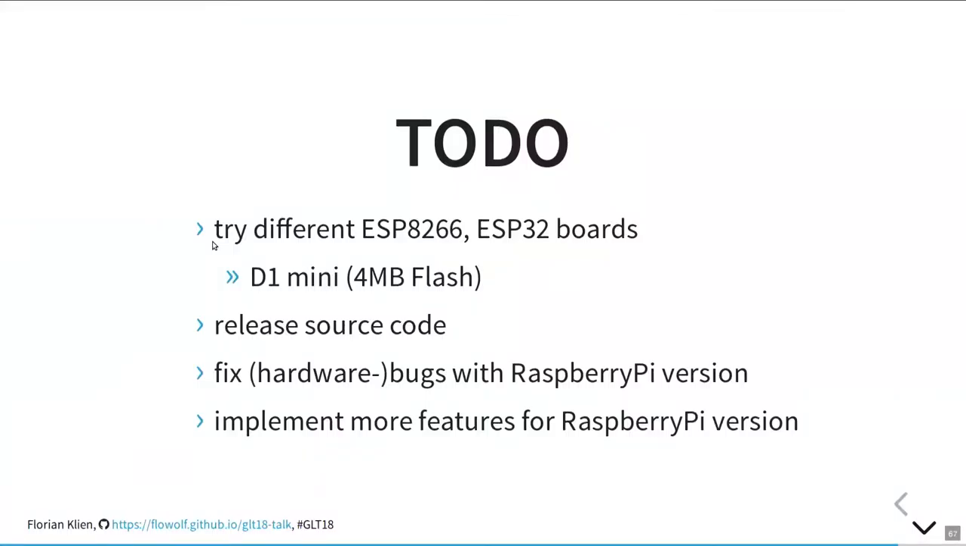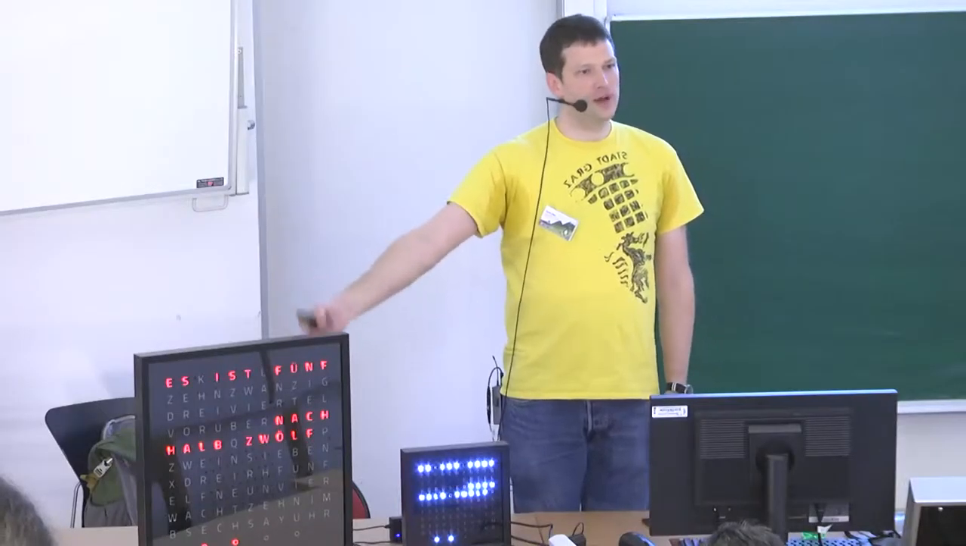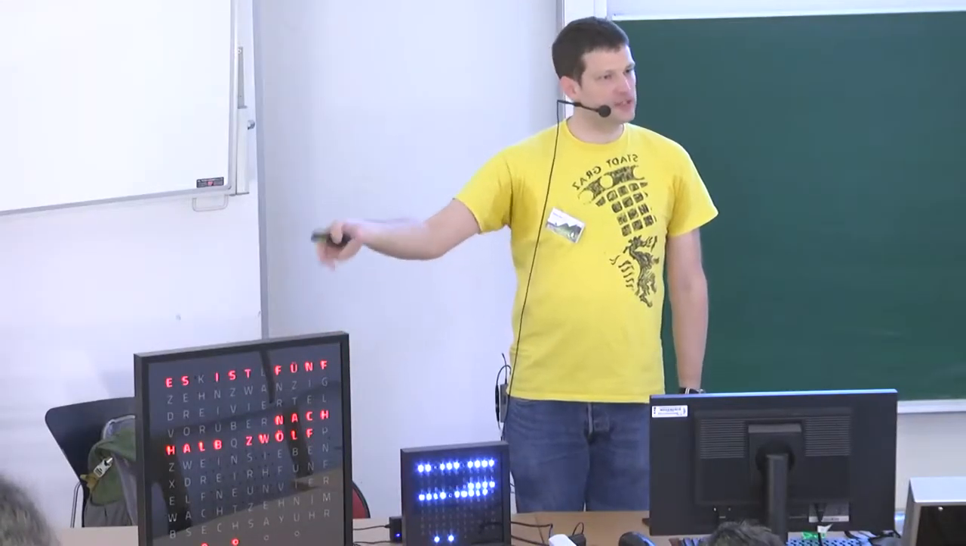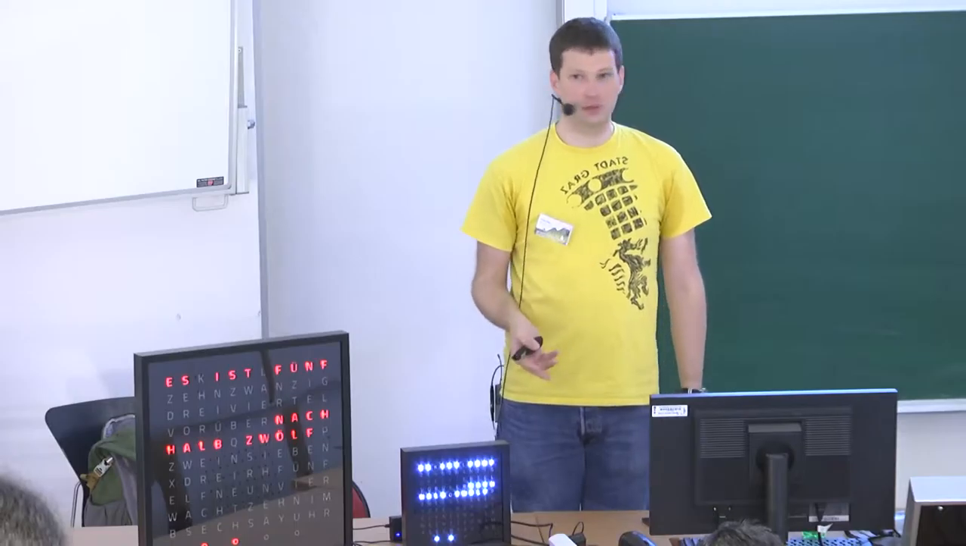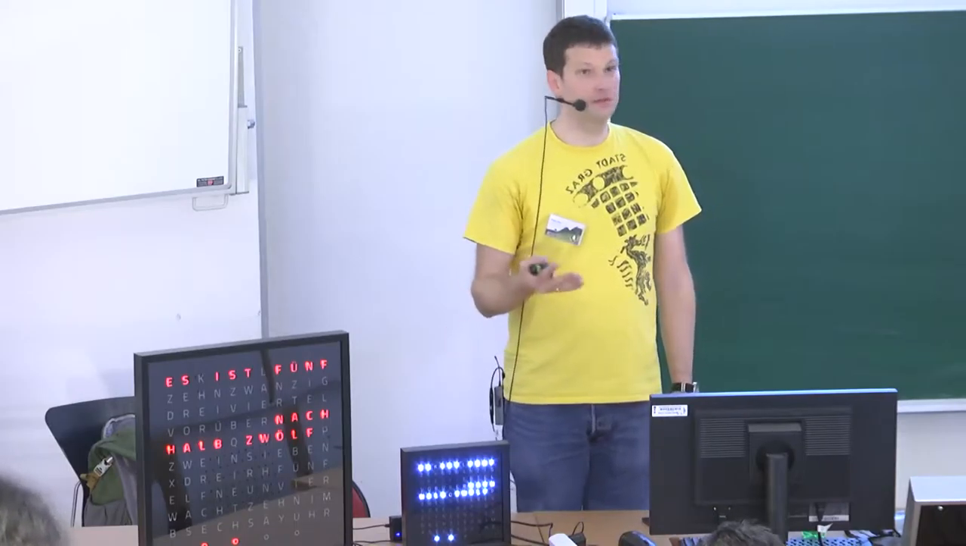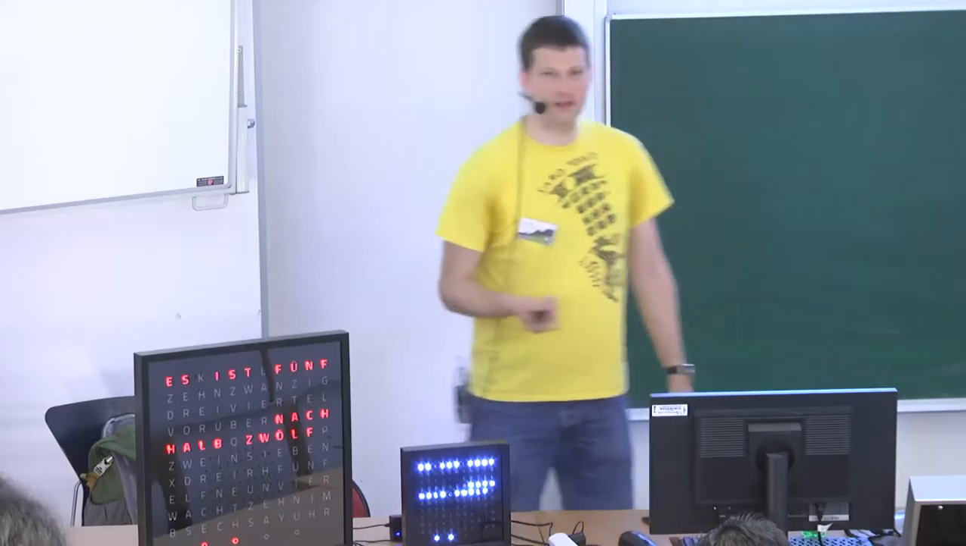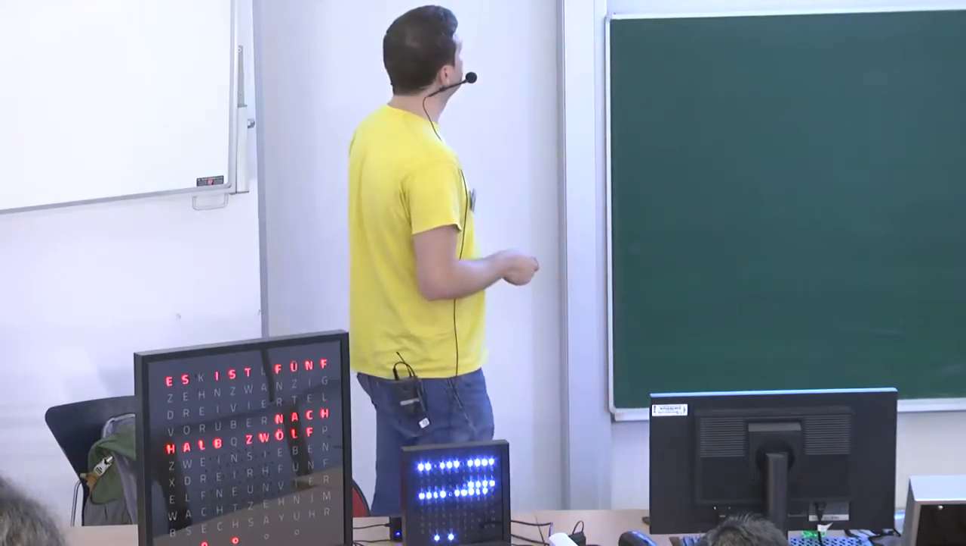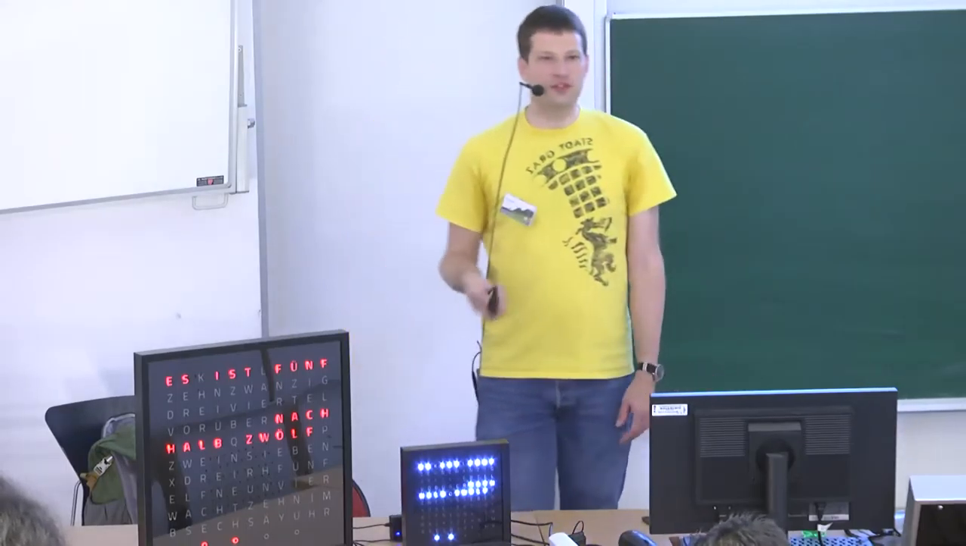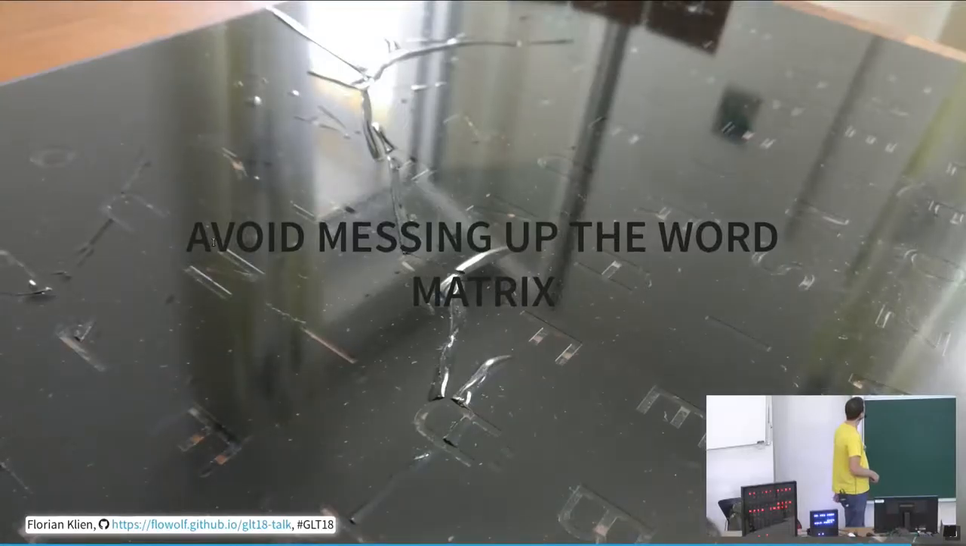And I want to fix hardware bugs on the Raspberry Pi version, which has some issues with the driver, I think. If I set the brightness too bright, it shows random effects, which I'm not familiar with, and I don't know why that happens. So if anyone has anything to report on that matter, I would be happy for input. And of course, implement more features for the Raspberry Pi version. And don't mess up your vinyl.